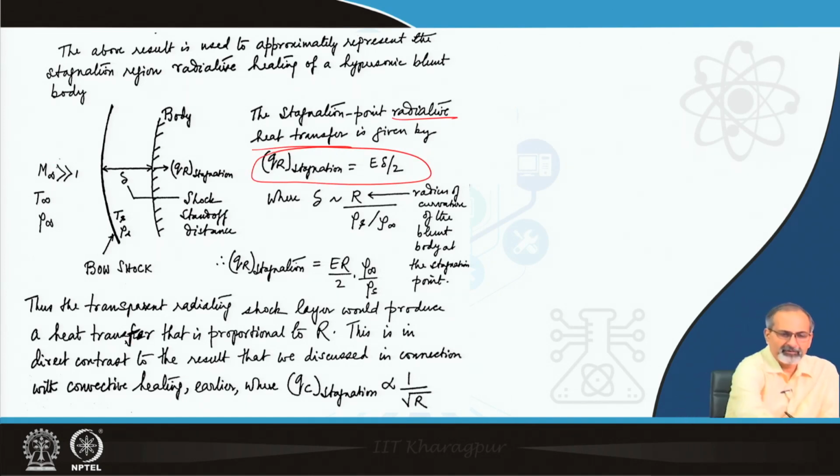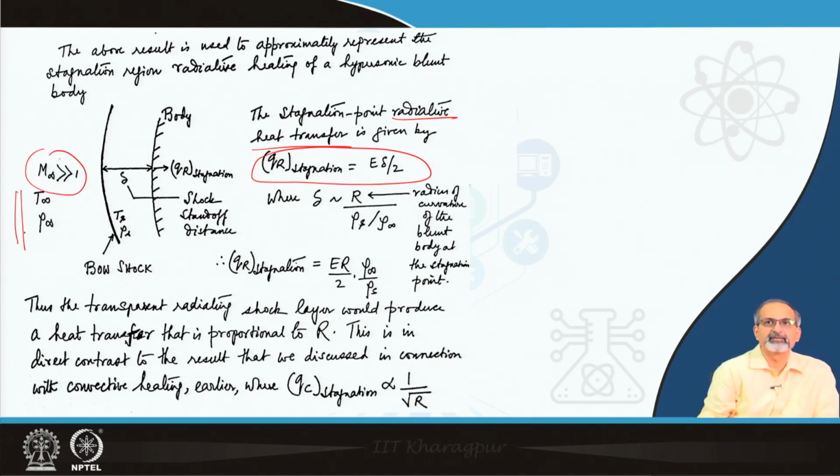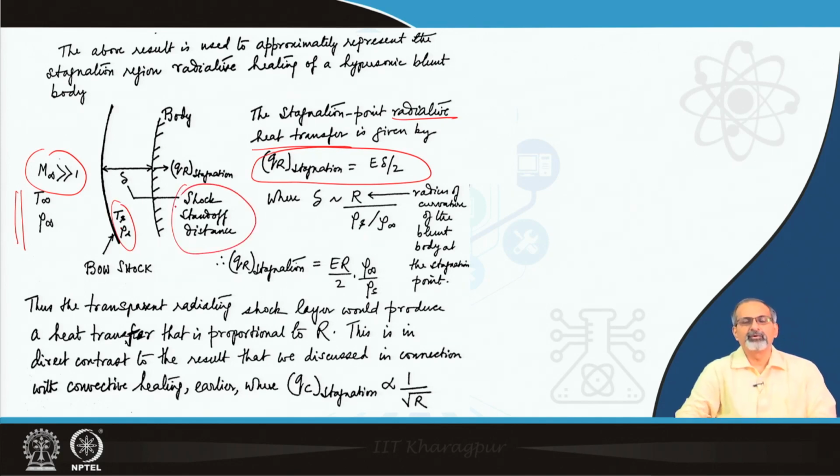In this flow, we have a very large upstream Mach number. These are the properties of the free stream. These are the temperatures and densities immediately behind the bow shock. The shock standoff distance happens to be delta, which is like the thickness of the slab of air, and we are talking about QR stagnation, R standing of course for radiation, and we are interested with the stagnation region or stagnation point of the body.